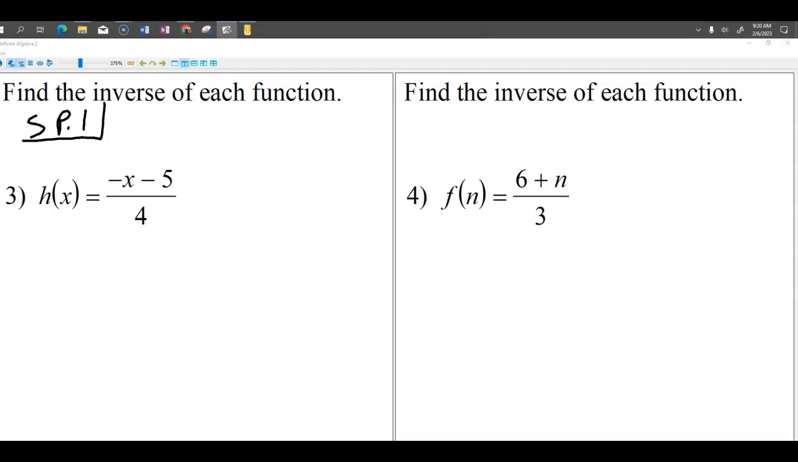Okay, so step 1, guys, is to replace the h of x with a y. Step 2 is to switch your x and y around. And here's where things get different. This is step 3. This is where we want to start getting that y by itself.